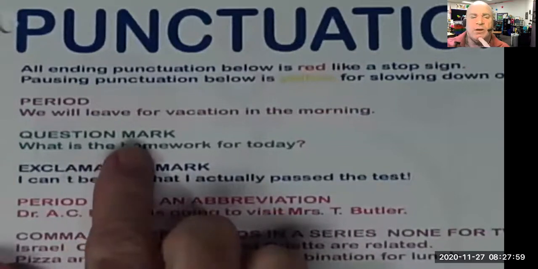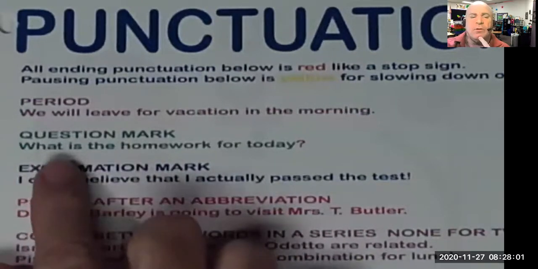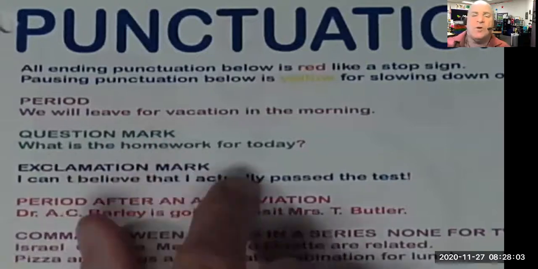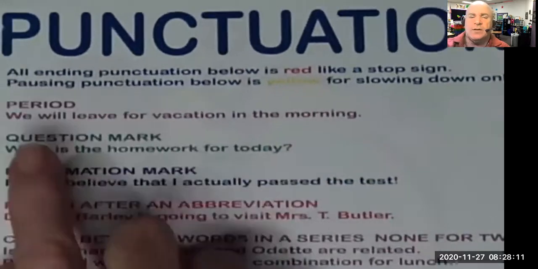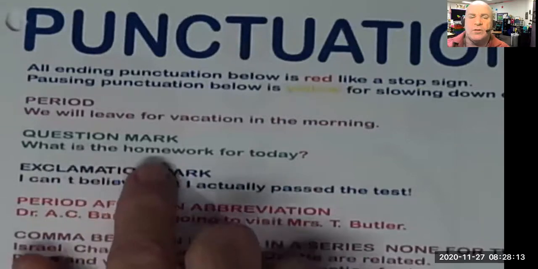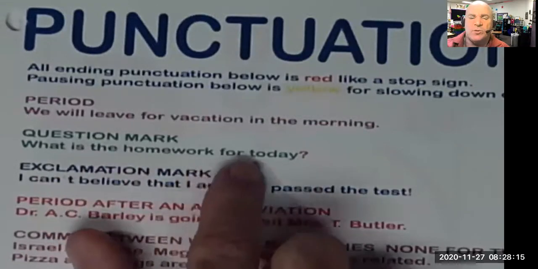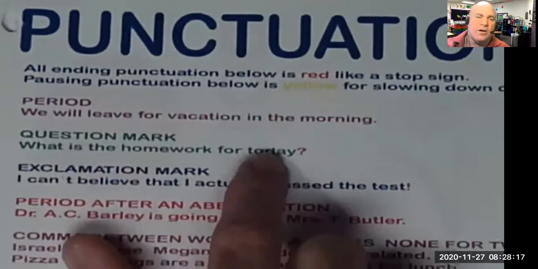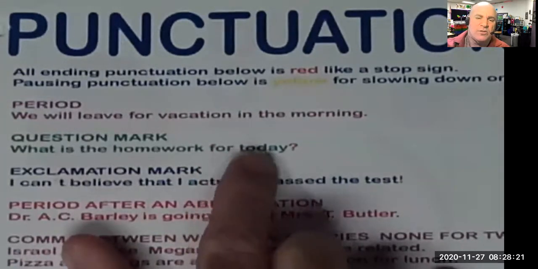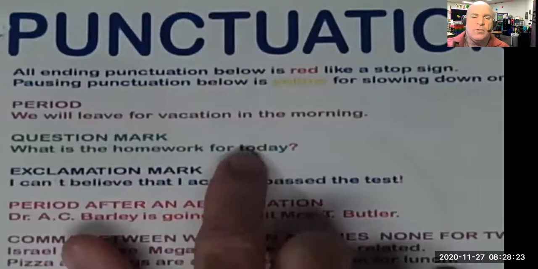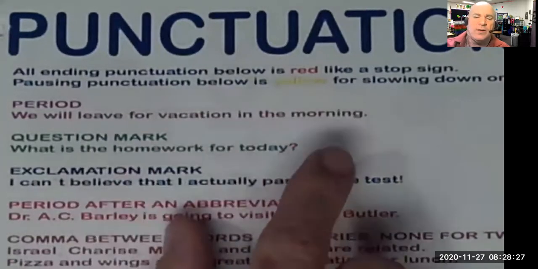stop sign is called a question mark, interrogatory. Capital, what is the homework for today? Question mark. So the stop sign is at the end of all these words. And notice that we put space between each word. Each word is like a card that needs to be spaced out, because if we have two words smashed together, they had an accident, and we're going to have to call Geico.